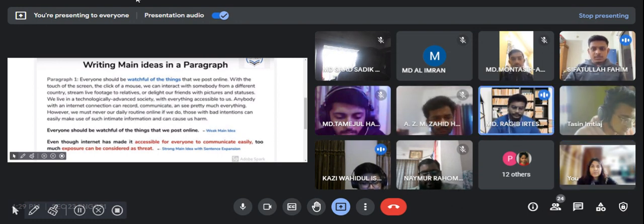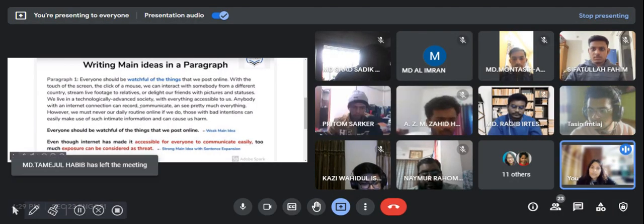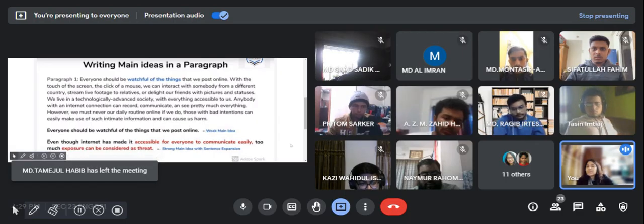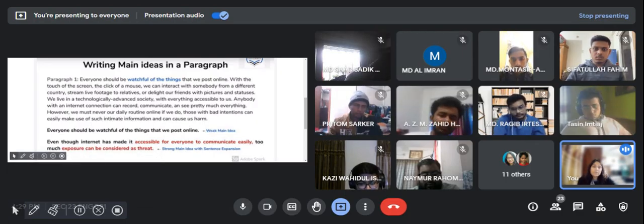Yes, ma'am. It pretty much covers everything that is written in this whole paragraph. Though the first sentence is a main idea, you cannot just take it for granted and write it down as your main idea because it's going to be a weak main idea.